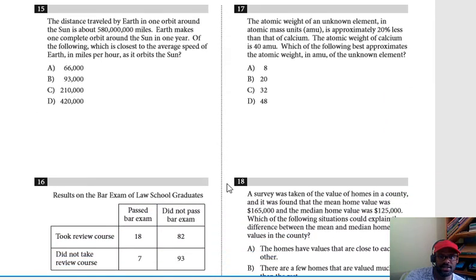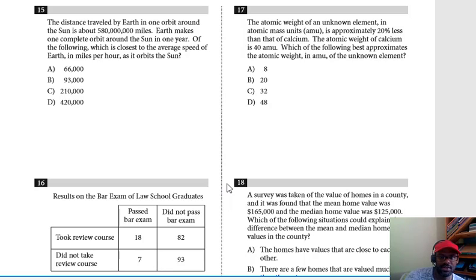Alright, the distance traveled by the Earth in one orbit around the Sun is given. Earth makes one complete orbit around the Sun in 1 year. Which of the following is close to the average speed? Speed is, as you know, distance over time. So our distance is this much, and it takes 1 year. Let it be 365 days. Okay, let's divide that by 365 days first.